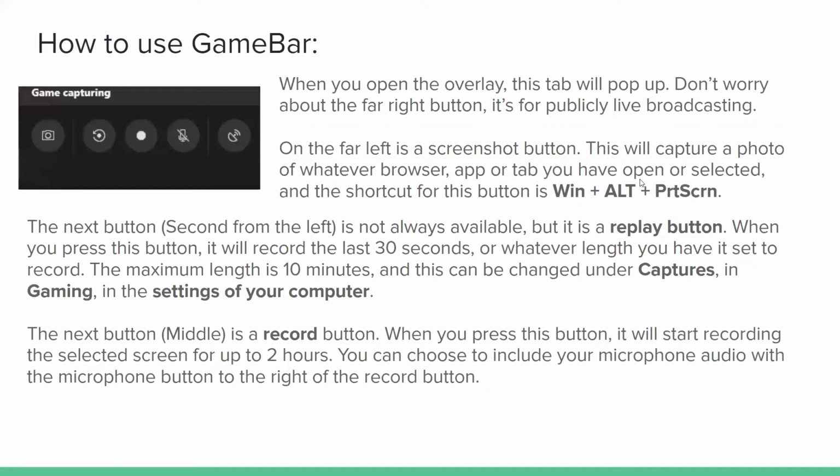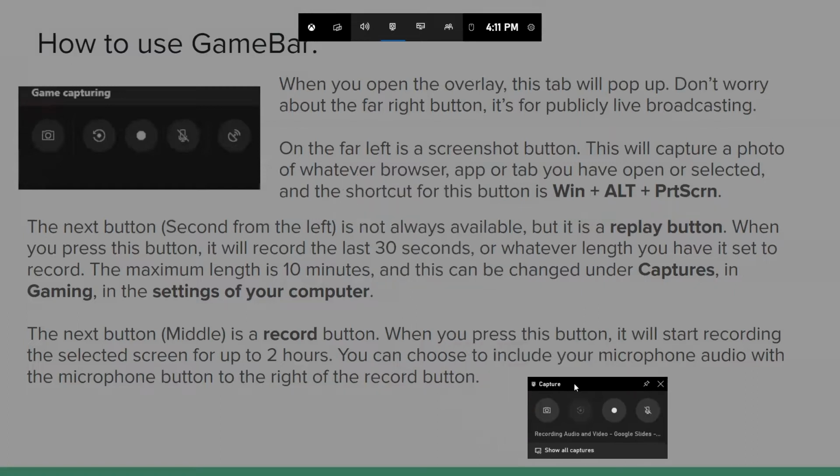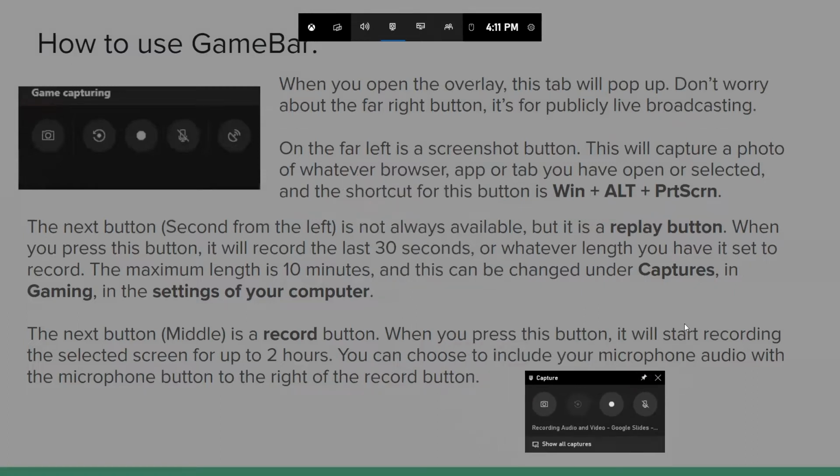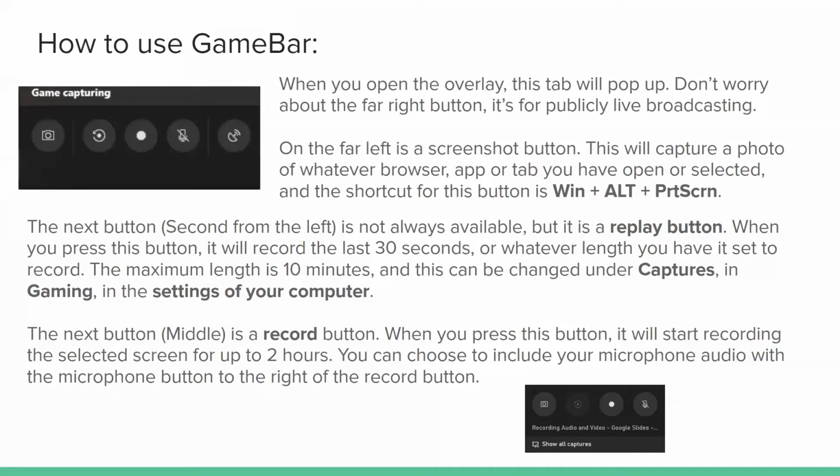So how to use Xbox Game Bar is there's a little capture tab that pops up. I'm going to pin mine just to show you guys what it looks like because mine's a little bit different and a little more up to date. So you can see I pinned it to my screen and you can just keep it there. But when you open the overlay, this tab will pop up. Don't worry about that far right button, the little broadcast button. Not everyone will have it unless you've linked an account to it. So don't worry about that one if it is there.